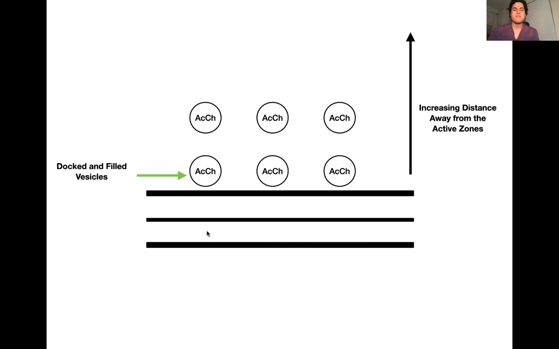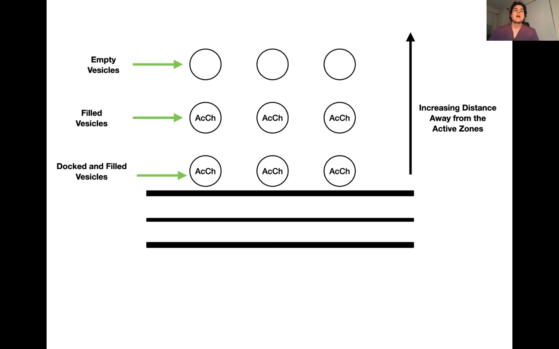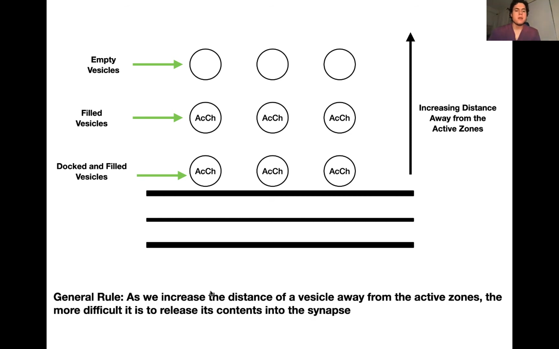The second type of vesicle are called filled vesicles, and filled vesicles are vesicles that are filled with neurotransmitters but are far away from the proteins responsible for vesicular fusion. So therefore they're harder to fuse with the membrane. And the last vesicles are clear vesicles or empty vesicles, and these vesicles have no neurotransmitter in them. So as a general rule of thumb, as we increase the distance of a vesicle away from the active zones, the more difficult it is to release its contents into the synapse.